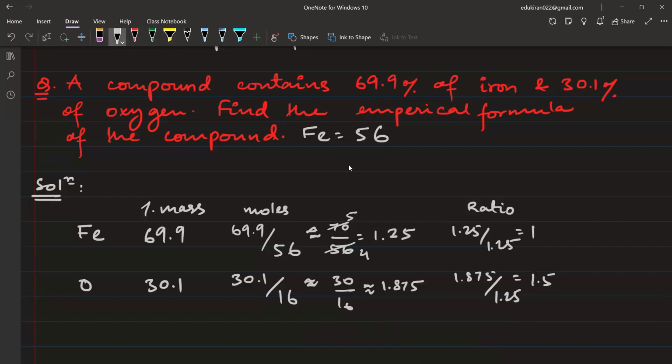Why are we dividing 1.25 by 1.25? Because you want to take the ratios here. We want to make at least one of them as 1. I want to say for each mole of iron, how many moles of oxygen we have, or bring it in the form: for each mole of oxygen, we have this many moles of iron. Got my point?